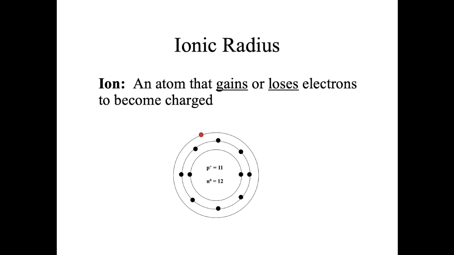For example, let's look here at sodium. Sodium has just 1 valence electron. So if it were to lose that electron, it now has a full outermost energy level. But if it loses an electron, it's losing a negative charge. So the atom now will have a positive charge overall.